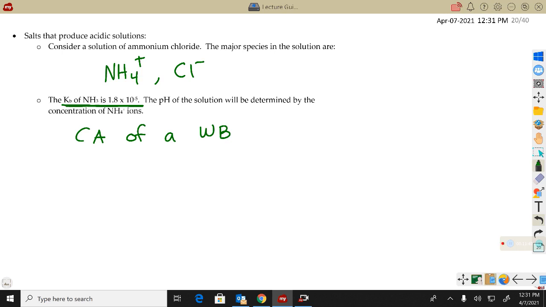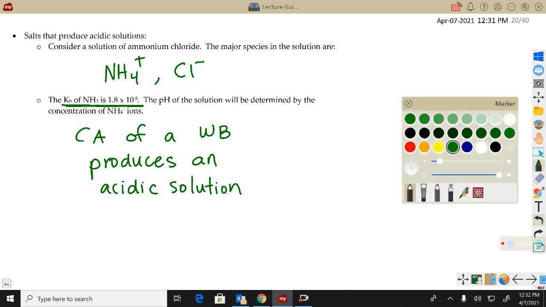So the conjugate acid of a weak base produces an acidic solution. Because that conjugate acid has the extra hydrogen. So we could just let go of that extra hydrogen, and yep, now I formed a solution that's acidic.